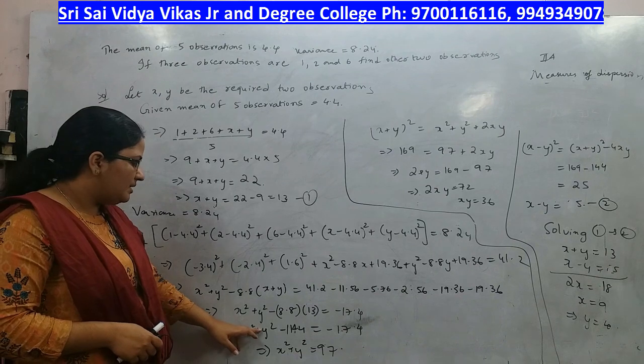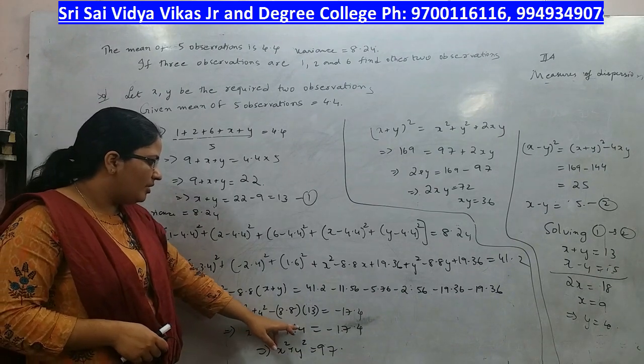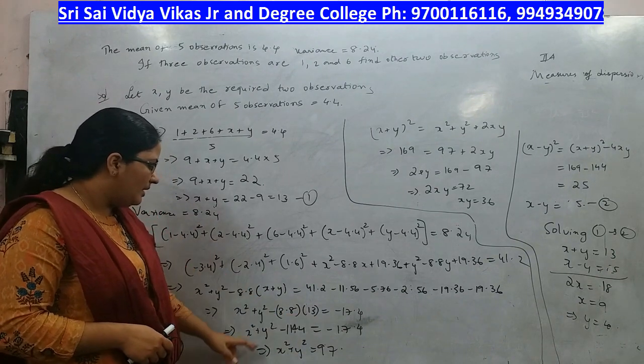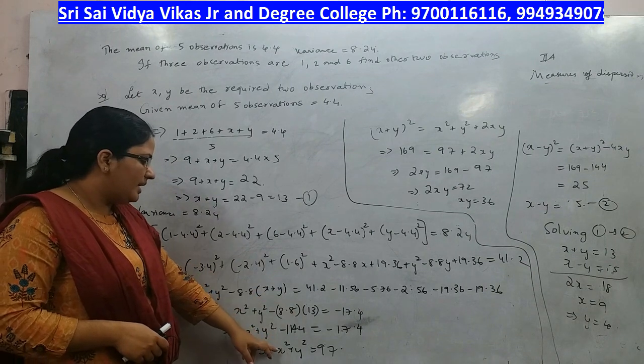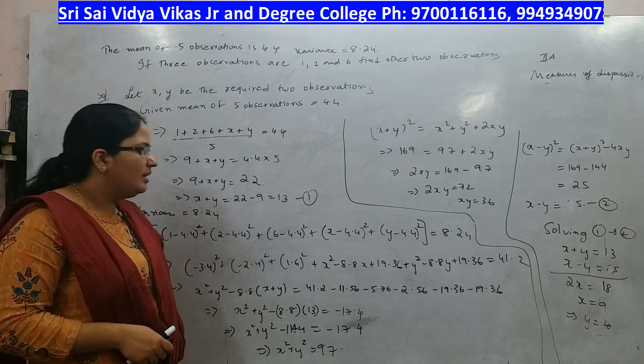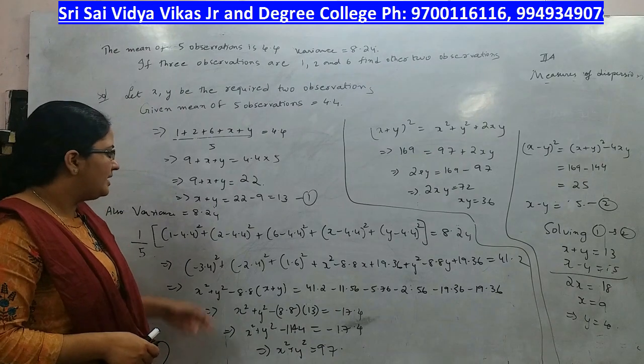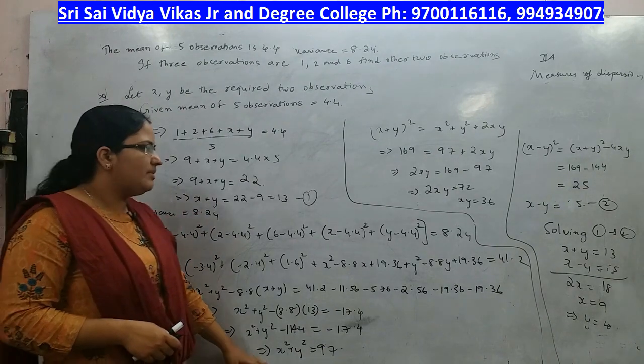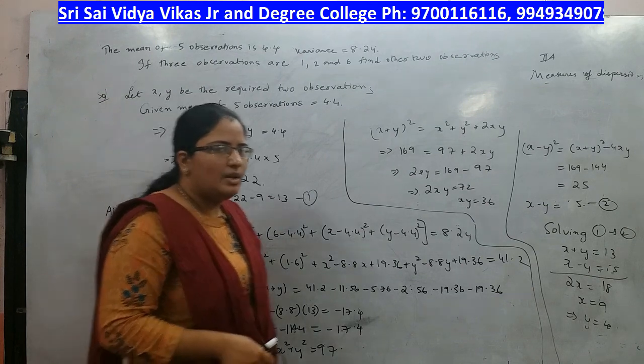x square plus y square is equal to minus 114.4 is equal to minus 17.4. Bring this 114.4 that side, you will get x square plus y square is equal to 97. You have the values of x plus y, you have the values of x square plus y square. Let us find the value of xy.